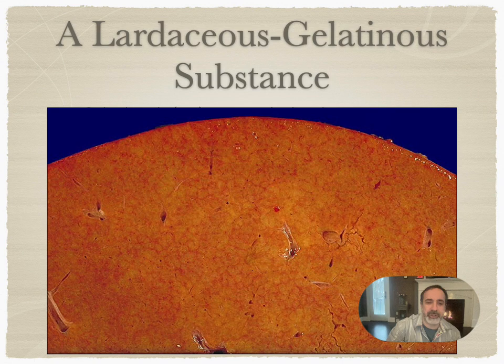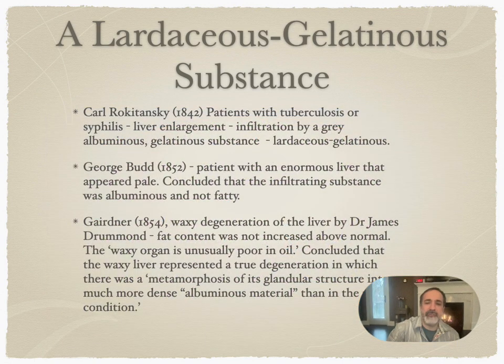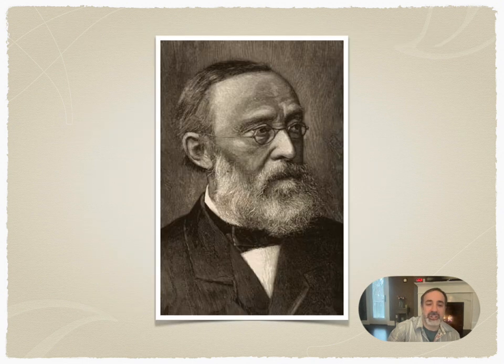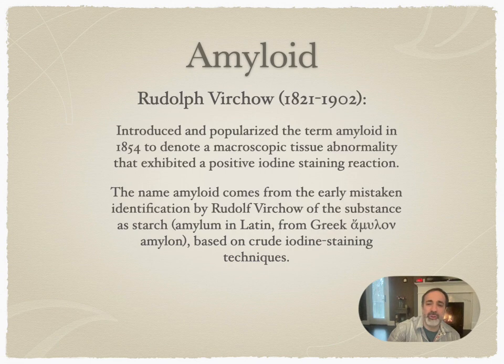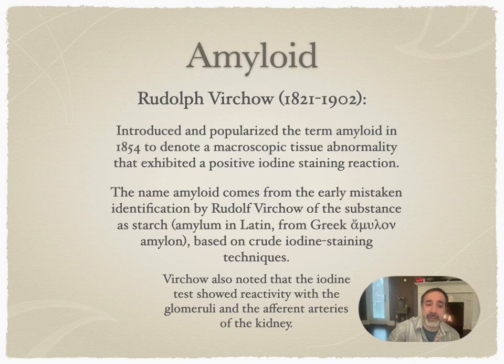By the mid-19th century, the scientific observations had shifted away from this substance being of a lardaceous or fatty origin, and instead towards it being of a proteinaceous or protein origin. But it was preeminent pathologist Dr. Virchow who gave this substance its modern name, amyloid. This was based on the mistaken identification of the substance as a starch, amylum in Latin, based on positive staining from that crude iodine technique mentioned a few minutes ago. He also happened to notice that the iodine test stained the glomeruli and the blood vessel walls of patients afflicted by this condition.